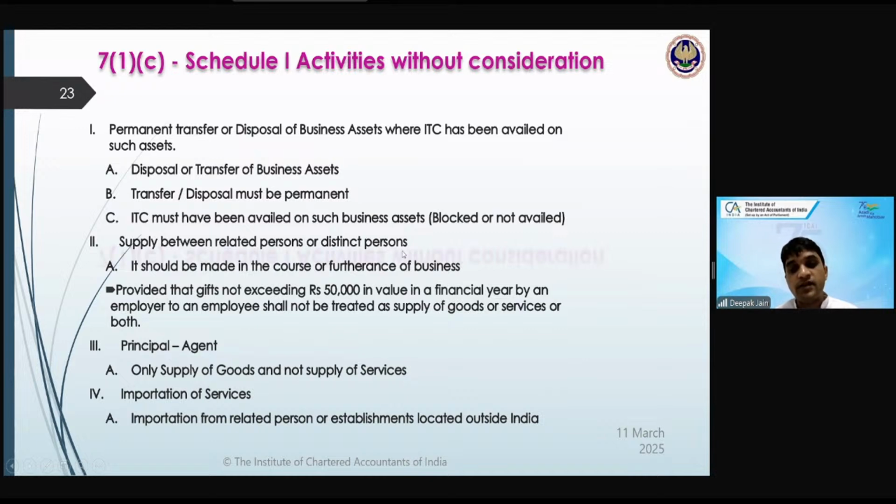Supply between related persons or distinct persons, provided that gifts not exceeding 50,000 in value in a financial year by an employer to an employee shall not be treated as supply. So employer to employee, only up to 50,000 will be exempted. Apart from that, it will be taxable itself. Correct, Tanush. More than 50,000 is taxable.